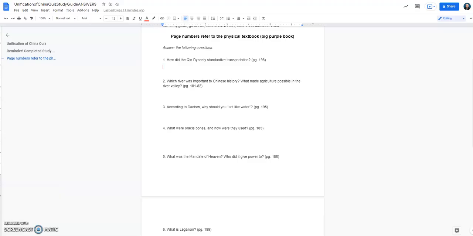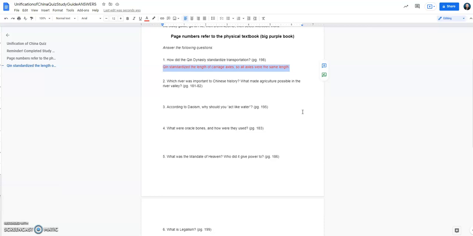Unification of China Quiz. Question 1. How did the Qin dynasty standardize transportation? To standardize something means they kind of made it all the same. So what they did is they standardized the carriage axles so all the axles were the same length. An axle is that piece that goes between the wheels of a cart or a carriage or a wagon, or even today on a car, and it connects the wheels together with the rest of the car.